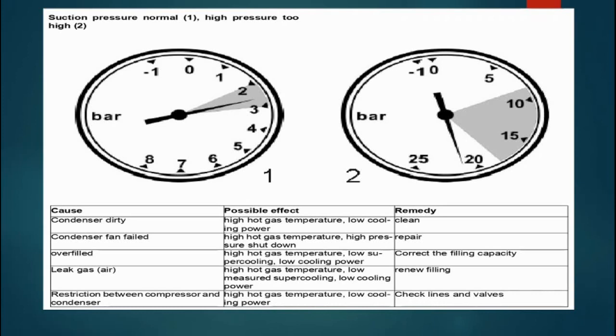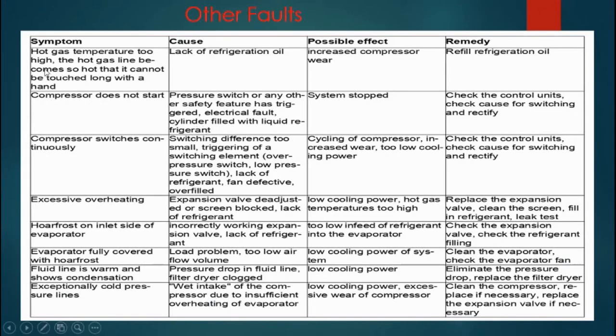These are the problems which we can check through the gauges, but there are some other faults. For other faults there are also symptoms from which you can find the cause, the effect and the remedy. So how can we check symptoms? Hot gas temperature too high: the hot gas line becomes so hot that it cannot be touched for long with the hand. Its cause is a lack of refrigeration oil, increased compressor wear, and the remedy is to refill the refrigeration oil. This type of fault you can check without the gauges.